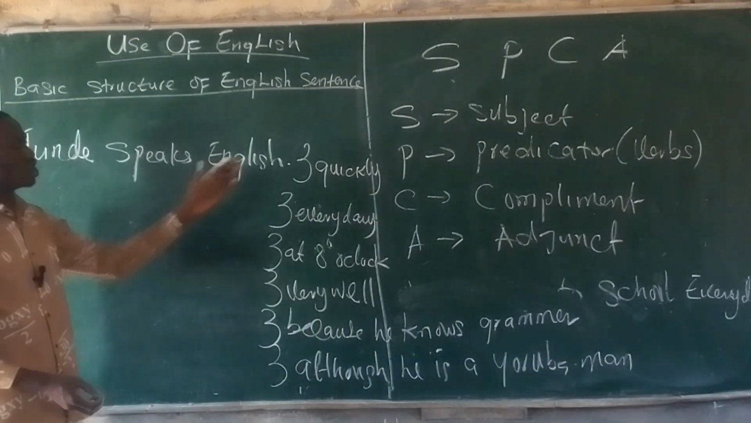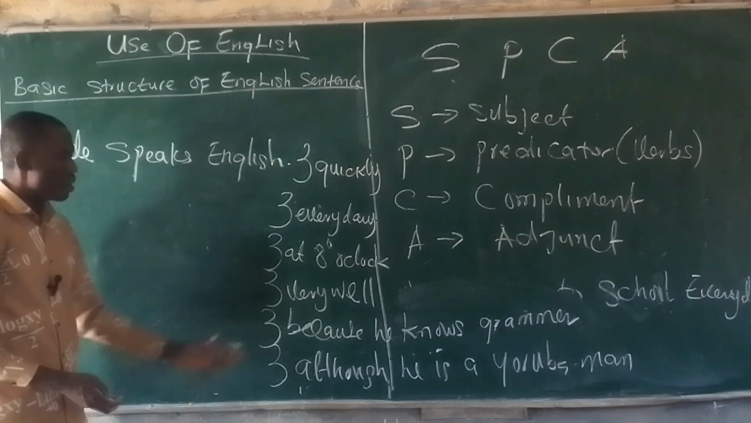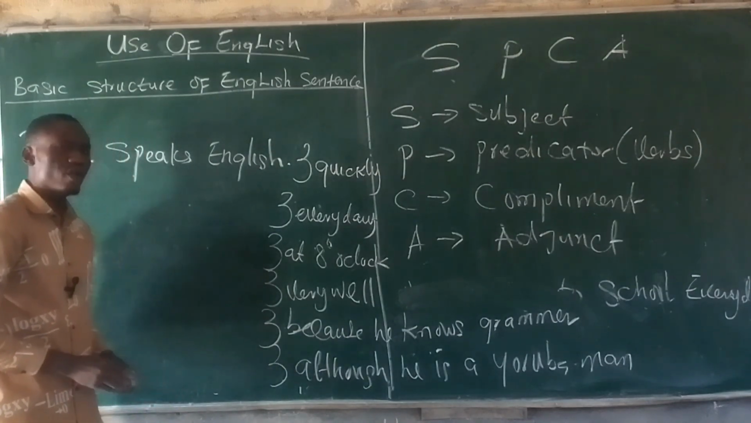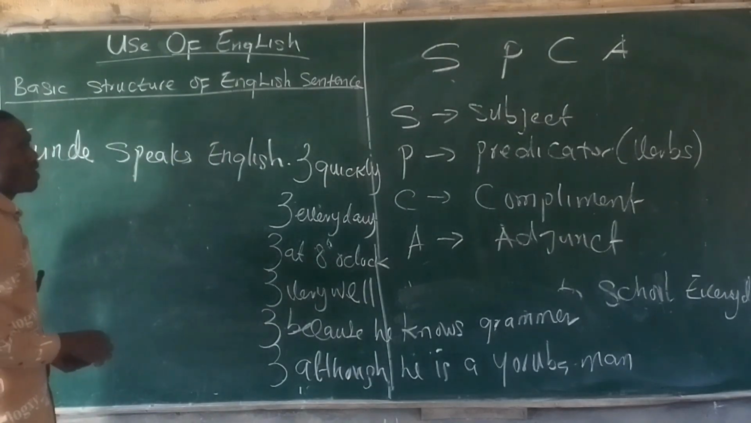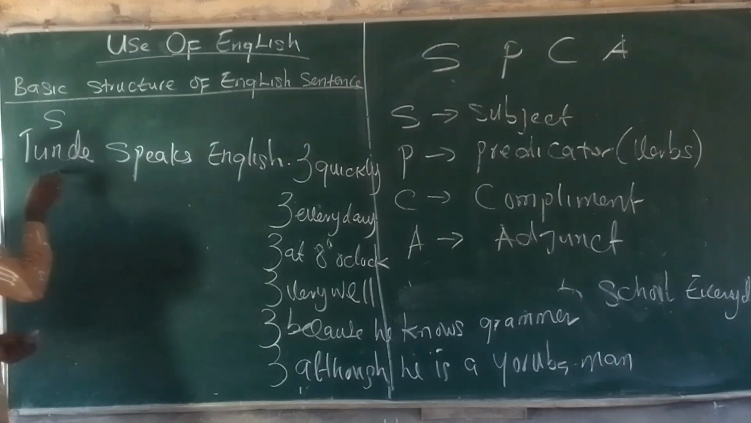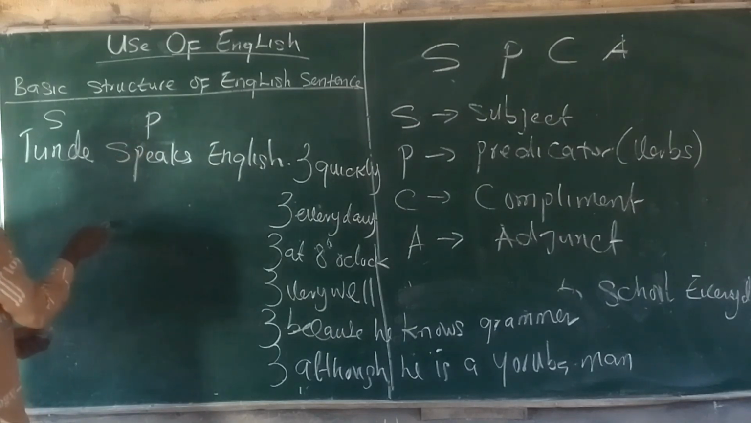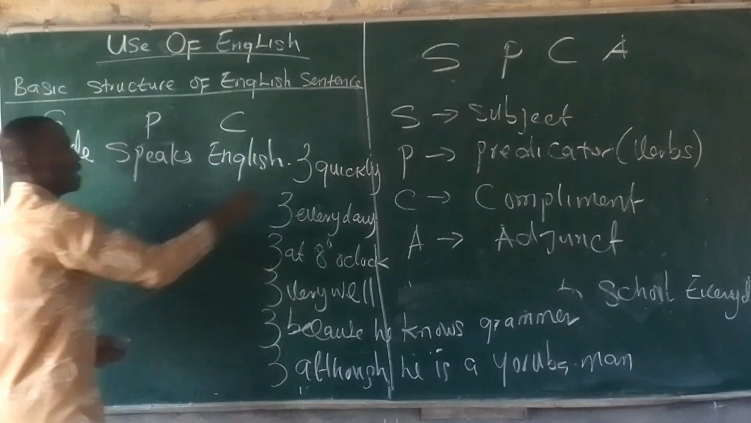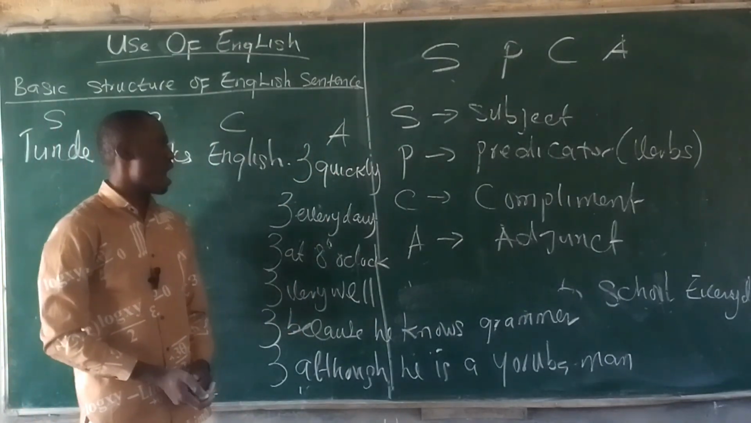Now, let's take the sentence. Tunde speaks English quickly every day at 8 o'clock. Very well, because he knows grammar, although he is a Yoruba man. Now, let's arrange the elements over there. The S, which is the subject. Tunde is the subject. Speaks is the predicate. And then C, which is English, is the complement. Now, these are known as the adjunct or the adverb.